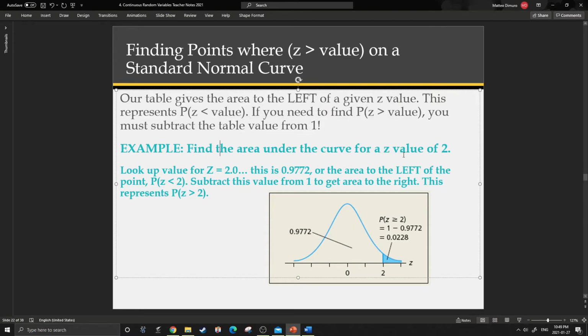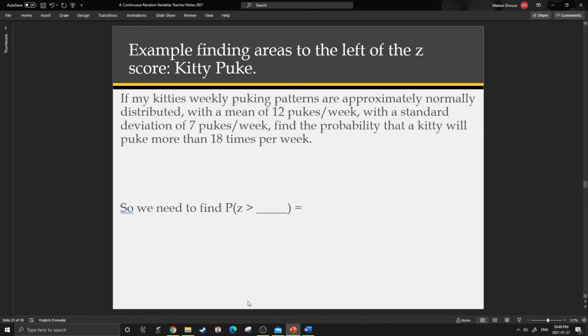Find the area under the curve for a z value of 2. Okay, so for a z value of 2, if you look it up, we won't spend the time, but you get 0.9772. You can confirm it yourself. Okay, what if I want to find the area that's to the right of that value? Well, you're not going to find it on your table. Your table only gives you to the left. So if you want to find the area to the right, then what do you got to do? You look up the value to the left, which is 0.9772, and then you subtract that value from 1, and you'll be left with a tiny piece over here, 0.0228. Well, that's nifty. Let's do a question.